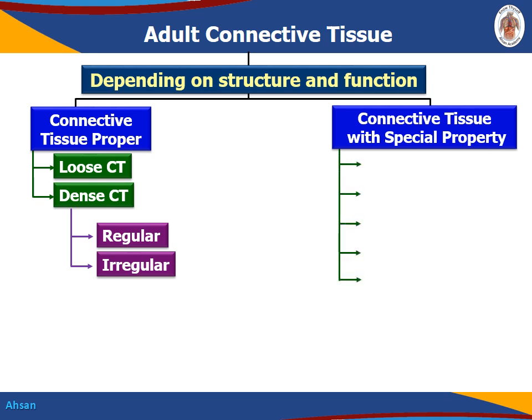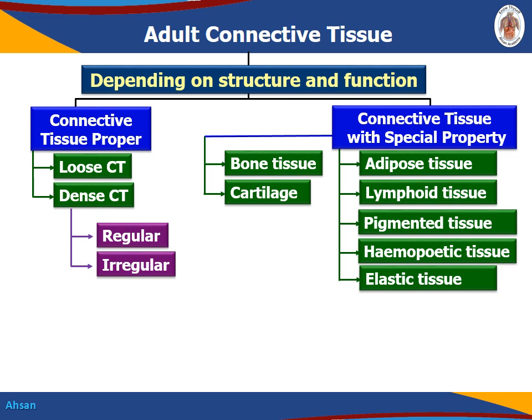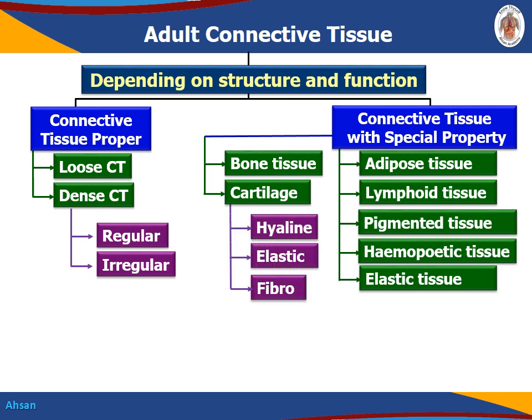This may be further classified into adipose tissue, lymphoid tissue, pigmented tissue, hemopoietic tissue, and elastic tissue. It also includes bone tissue and cartilage. Cartilage is of three types: hyaline, elastic, and fibrocartilage.